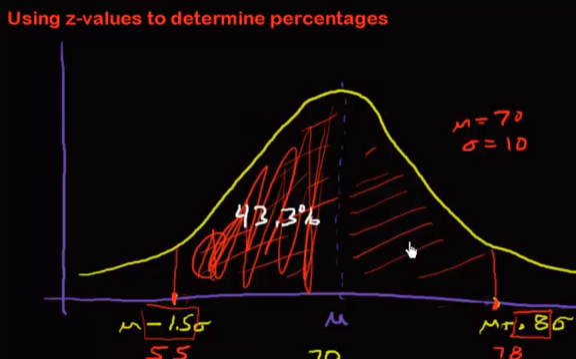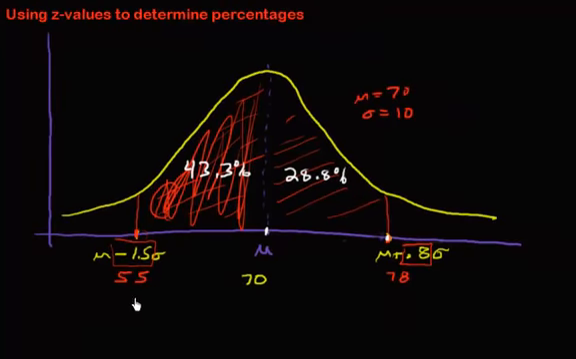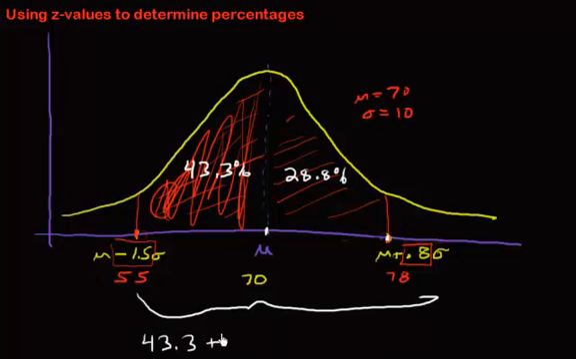So that means the table only tells you the percentage between the mean and your particular value. In our case, it was 28.8%. So if I want to know the percentage between these two numbers, in our example a 55 and a 78 test score, we would just add these two percentages together. So 43.3 plus 28.8 equals 72.1%.